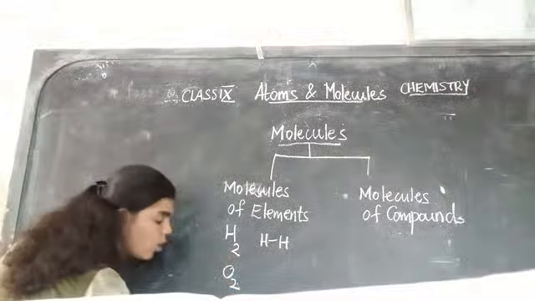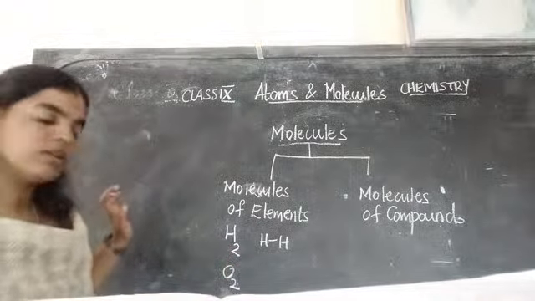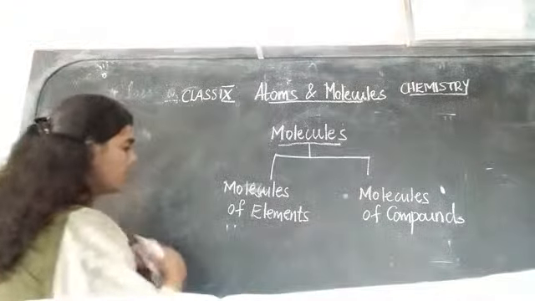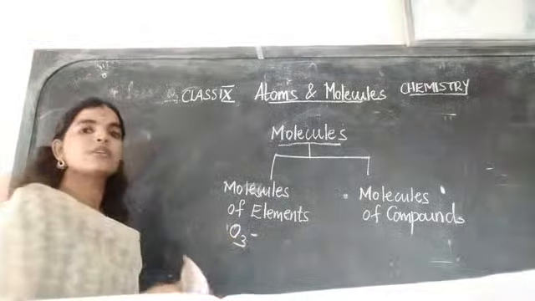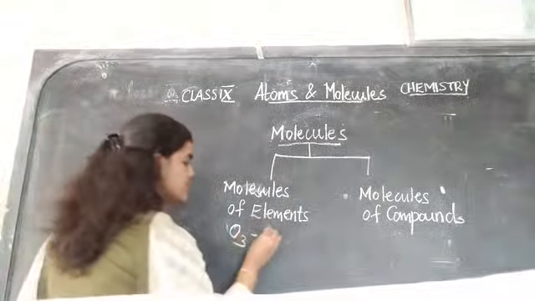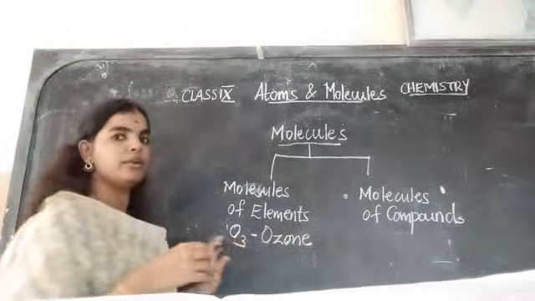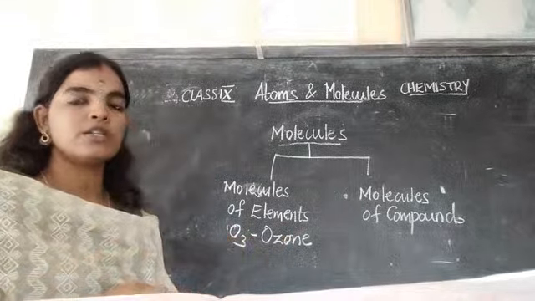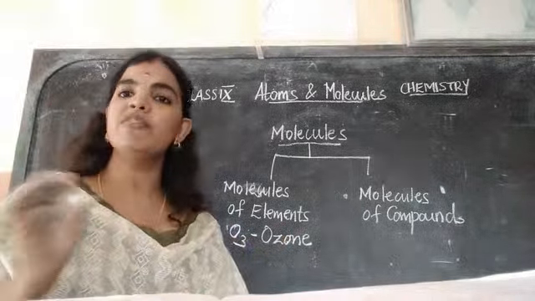Another one, O3. So in O3, three oxygen atoms are combined to form an ozone molecule. This is known as what? Ozone. You might have heard this term. Ozone molecule. So molecules of element consist of only a single type of atom.